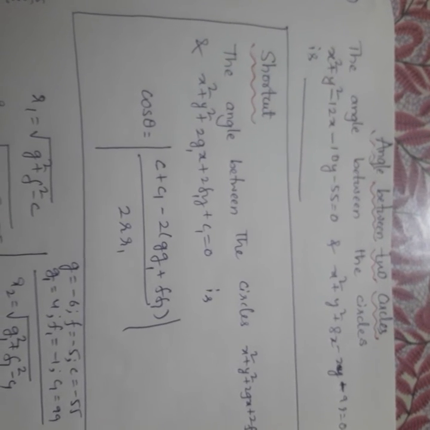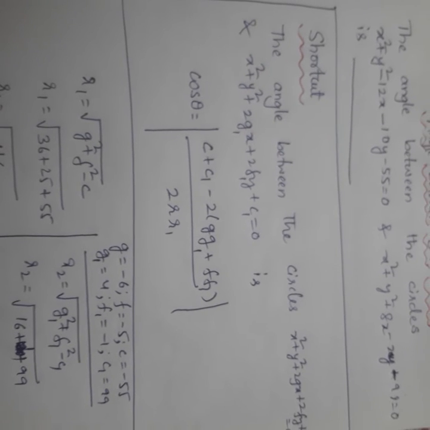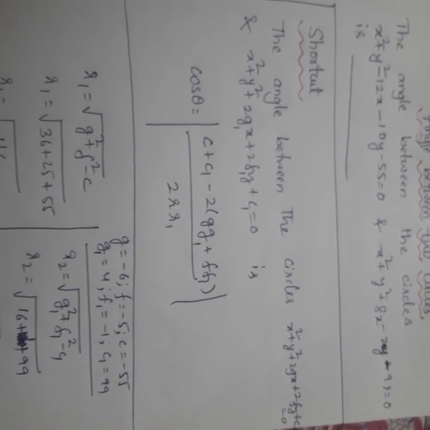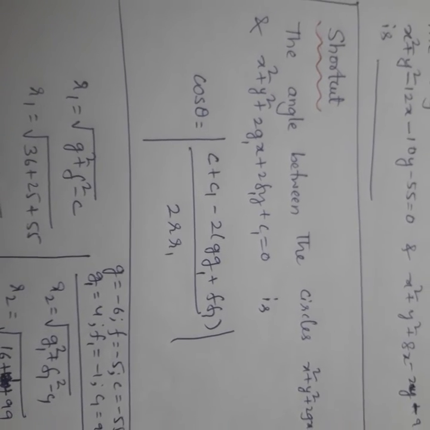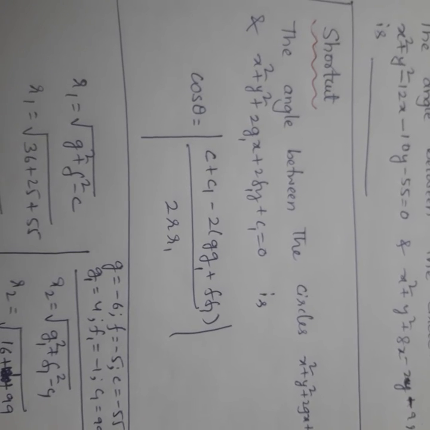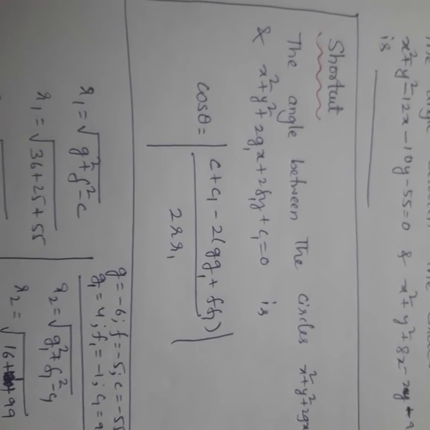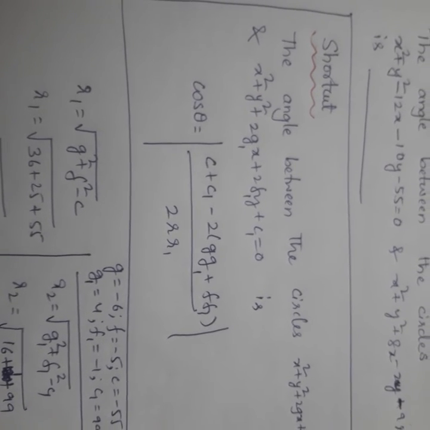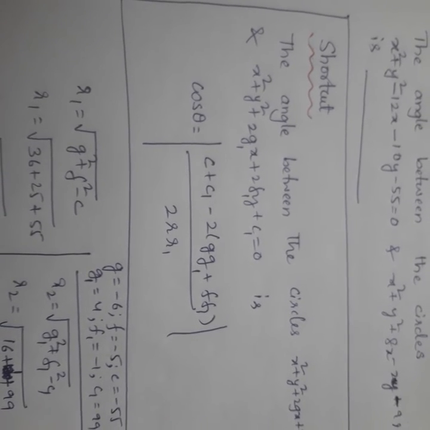Now to solve this problem there is one shortcut in the MSET. The shortcut is something like this. The angle between the circle x square plus y square plus 2gx plus 2fy plus c equal to 0 and x square plus y square plus 2g1x plus 2f1y plus c1 equal to 0 is cos theta equal to c plus c1 minus 2 into gg1 plus ff1, by 2 r1 r2.